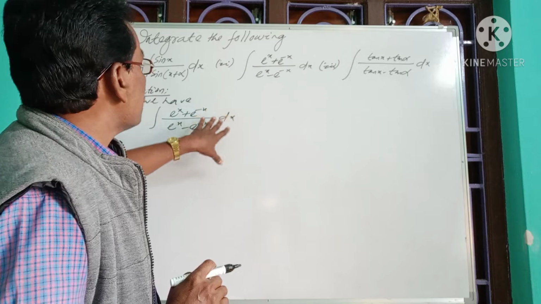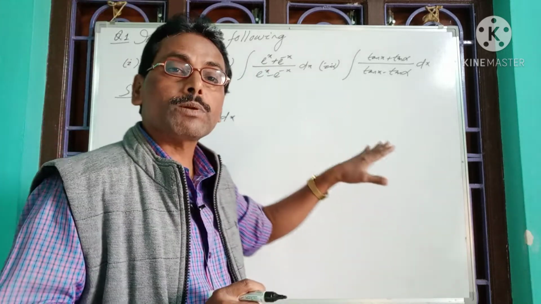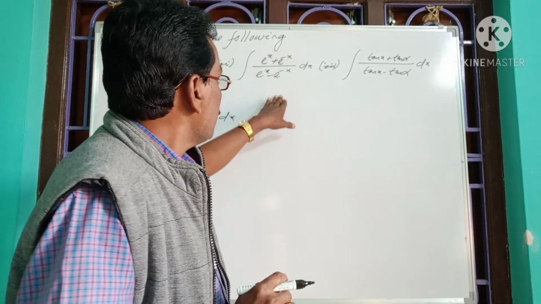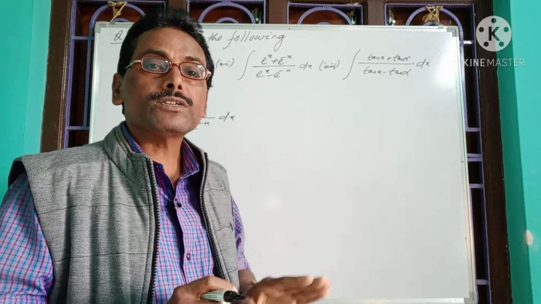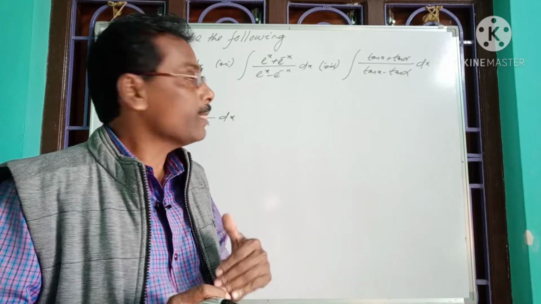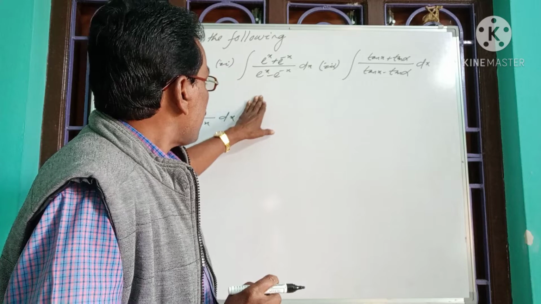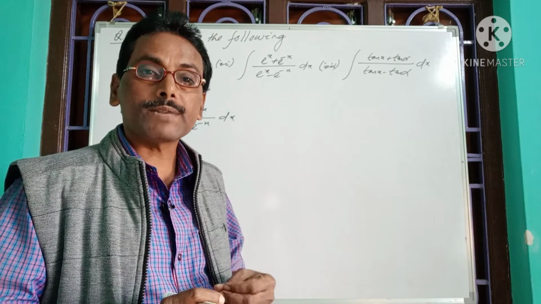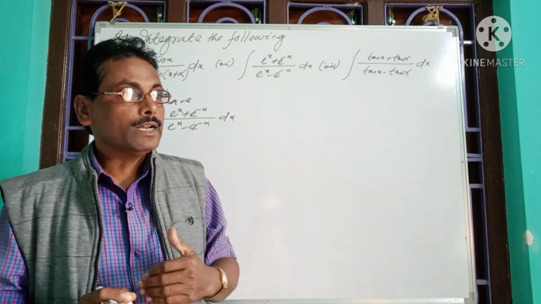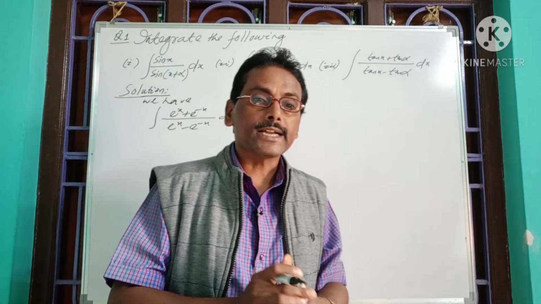So in both we have the exponential functions e^x and e^(-x). So it is in a rational form where the integrand is not directly integrable. So we have to try to integrate this function after transforming it into a formula form or standard form. So let us see how we can transform the original integrand into standard form.